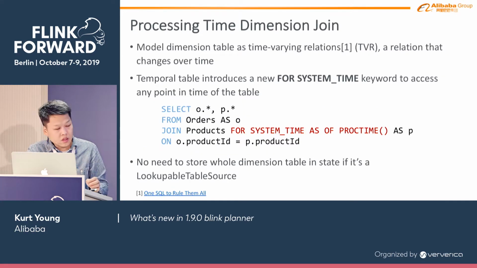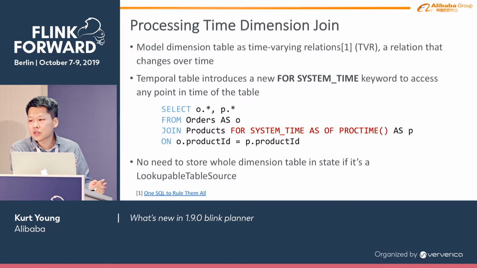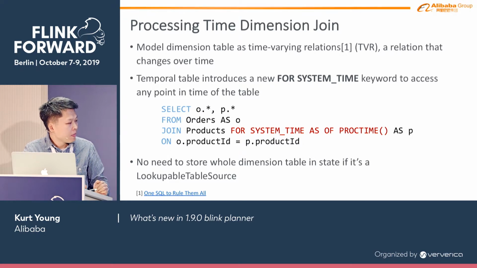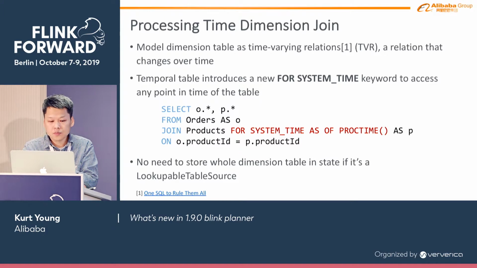It's not easy with classic SQL, because classic SQL only deals with static data. It's like a static relation. So with some help from a newly published paper, of which Fabian is one of the authors, called One SQL to Rule Them All, there's a newly introduced concept we call a TVR, time varying relations. It's like a model of tables, treating them as something that changes over time. And every time it changes, we have some version or timestamp on it.